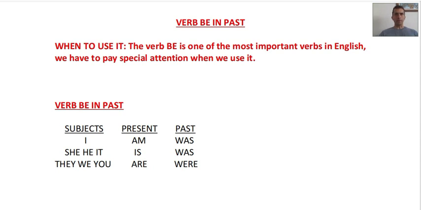I am, yo soy o yo estoy. I was, yo estuve, yo fui. Ok. She, he, it, is, was, ella es, ella fue o estuvo. Ok. They, we, you, are, ellos, por ejemplo, son. They were, ellos fueron o ellos estuvieron. ¿Ok? Para tenerlo muy presente.